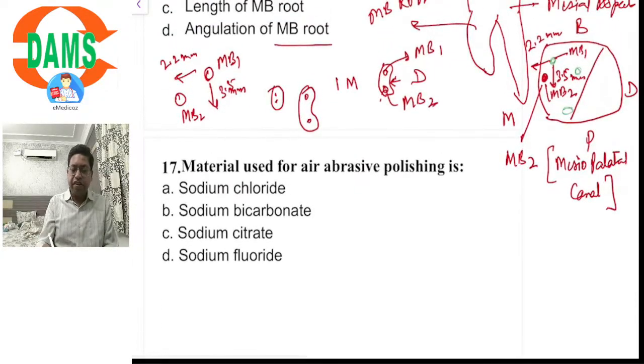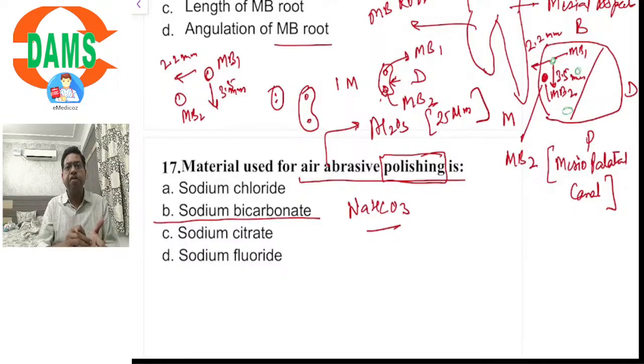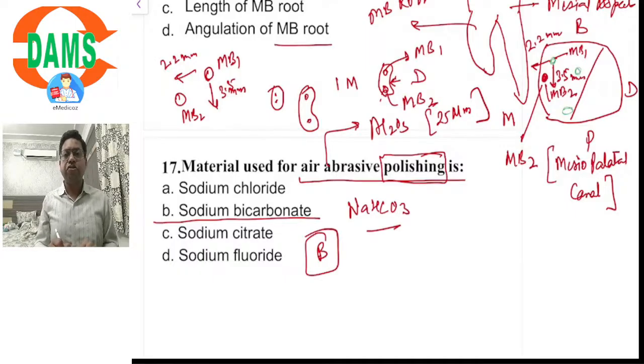Question number 17. The material used for air abrasive polishing is. It's not asking about air abrasion. It is asking about polishing, and definitely sodium bicarbonate. If simply air abrasion is there, then it would be aluminum oxide particles, 25 microns in dimension, kinetic cavity preparation. So please understand the difference between air polishing and air abrasion. Here, both terms are combined, air abrasive polishing. But since it is asking about polishing, the particle that we use is sodium bicarbonate. Okay, option B would be the answer. Anyway, alumina is not there in the options, so there was no need for getting confused. We can simply answer it: sodium bicarbonate.